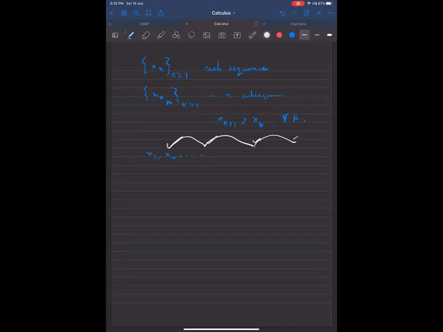There are things like the even subsequence, that is, if x1, x2, x3 is a sequence, then x2, x4, x6, and so on is called the even subsequence. They are the two most important subsequences. And x1, x3, x5 is called the odd subsequence.